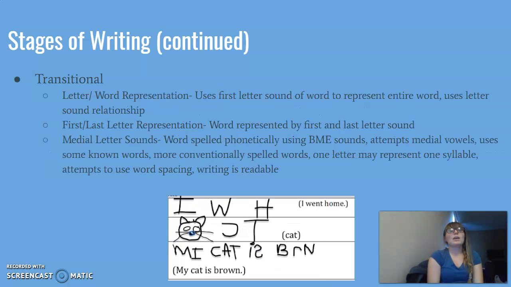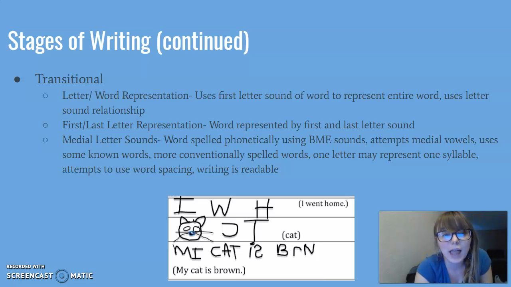The next stage of writing is transitional. This is split into 3 subcategories. One of those subcategories is letter-word representation. That's the very first one up there. So basically, they use the first letter sounds of words to represent entire words. So for instance, in that example, you see I, W, H. The child was trying to convey I went home.